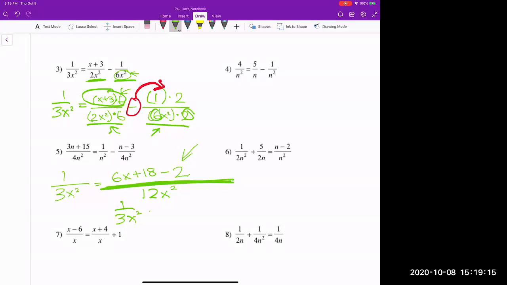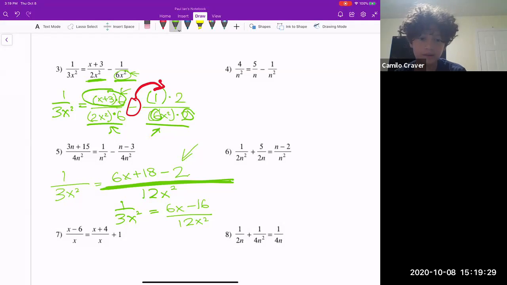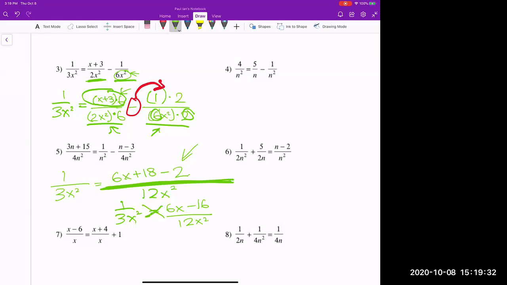It's running out of time. So 18 minus 2, 6x, 18 minus 2, that's 16, right? Yeah. 12x squared. And then what do you do with this one? Cross multiply. Okay, good. So you cross multiply. 12x squared times 1 is 12x squared. And then 3x squared times 6x minus 16.